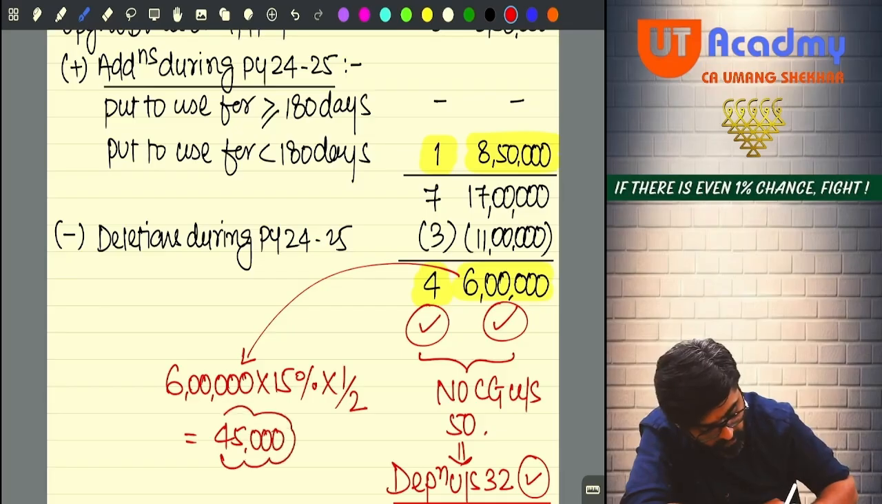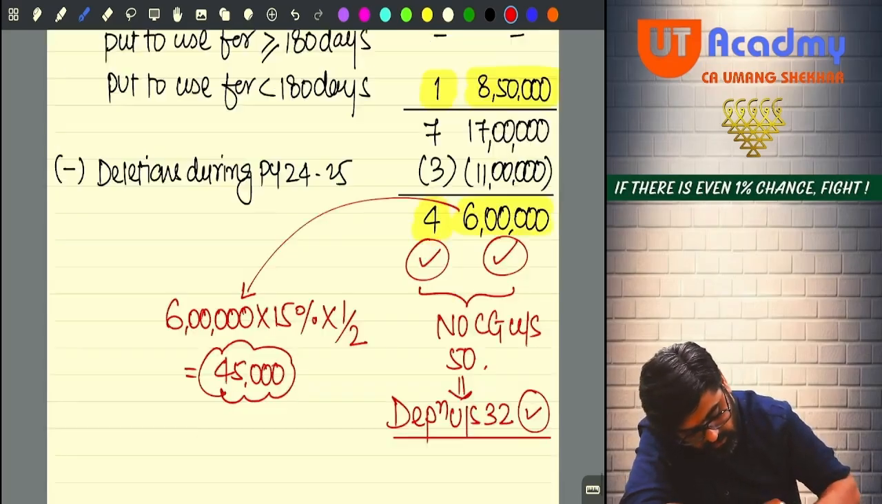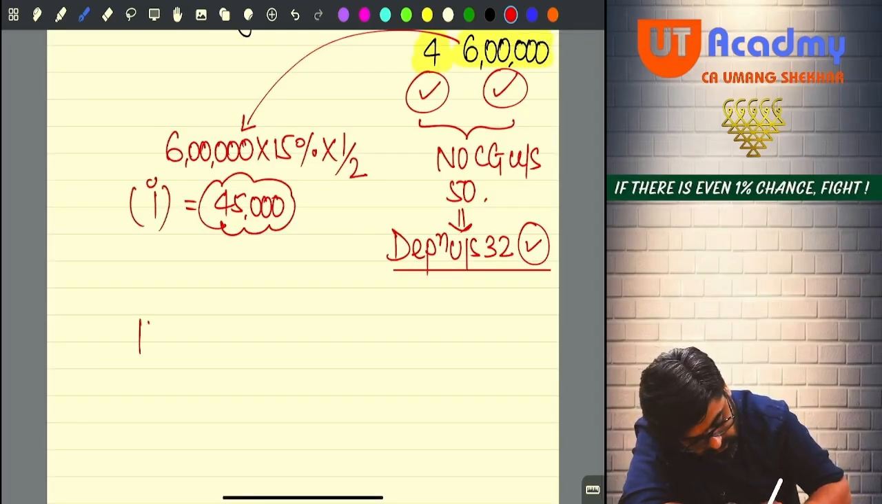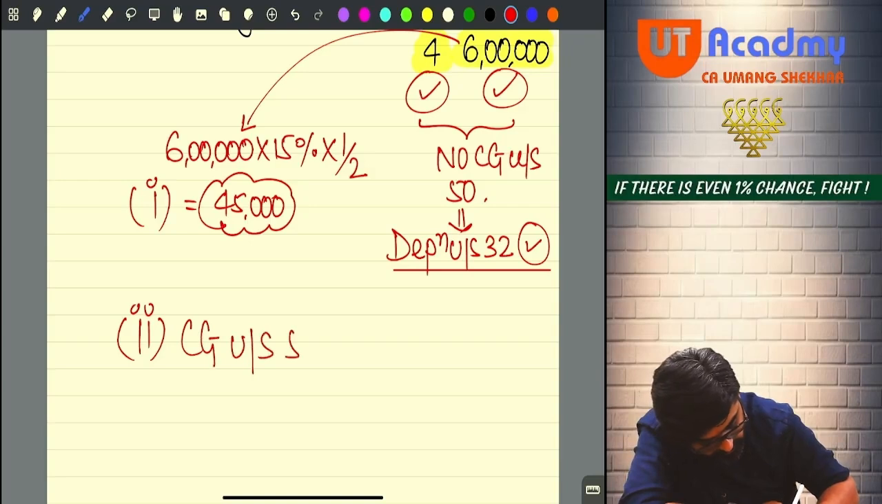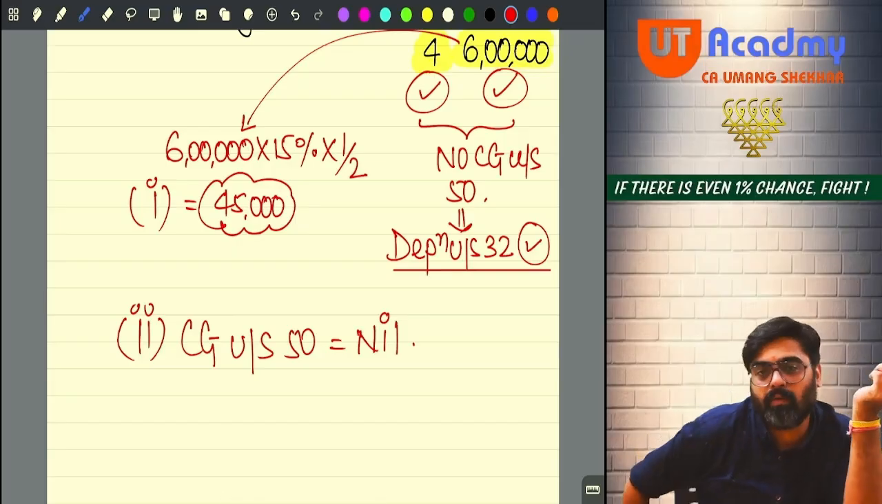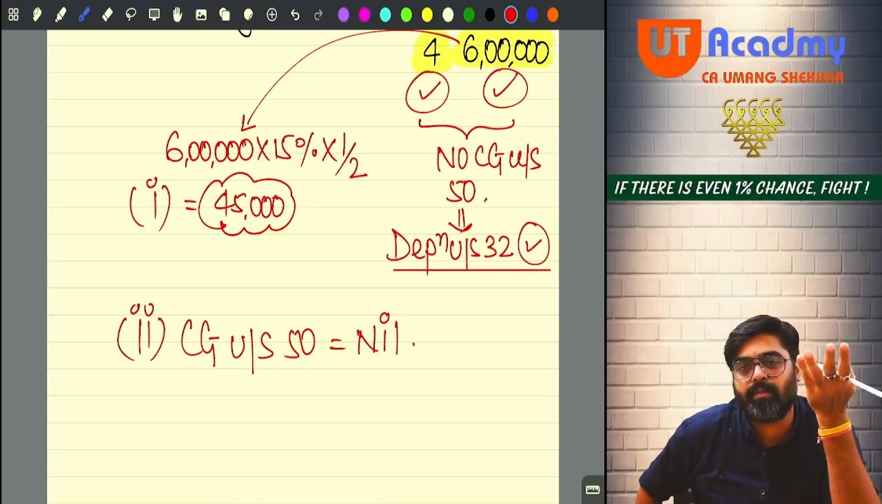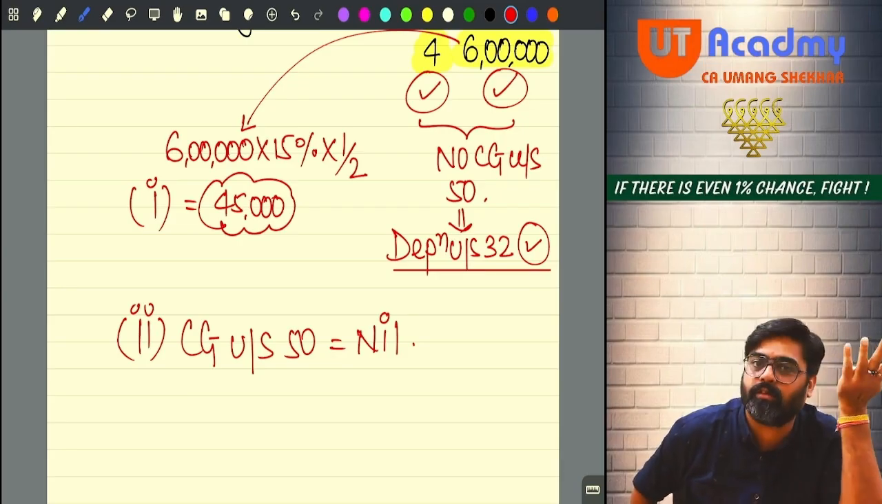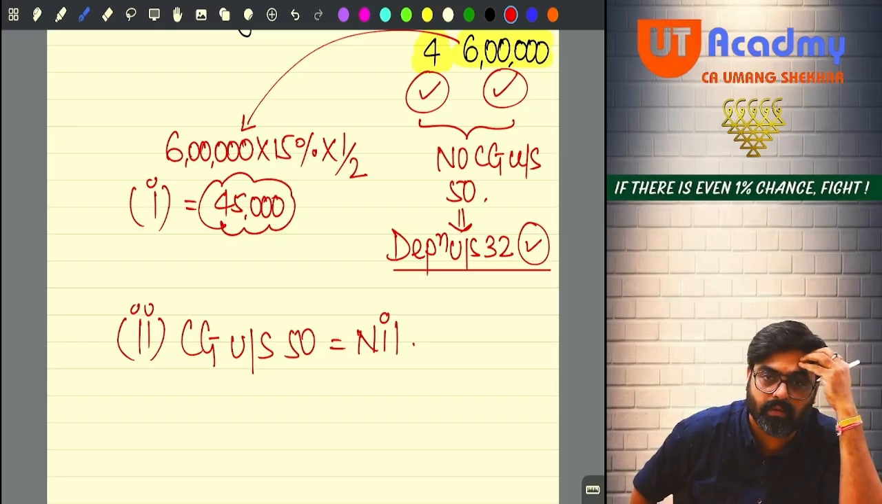This is your depreciation. First, second, capital gain under section 50 is nil. How can I calculate capital gain if I am calculating depreciation on the cost? Entire cost is not recovered, no excess recovery is done, no short-term gain.